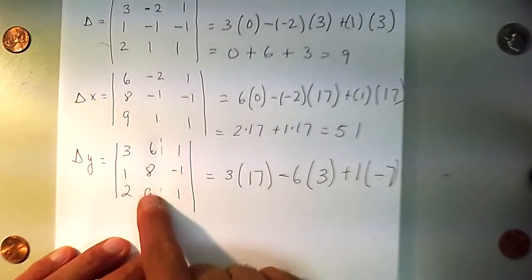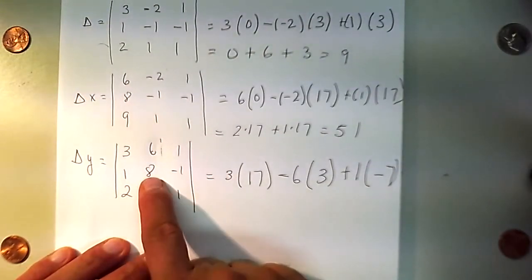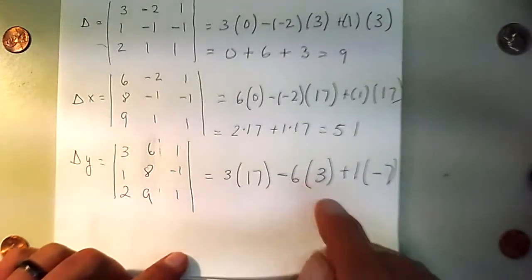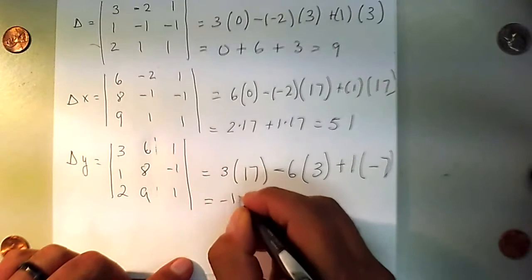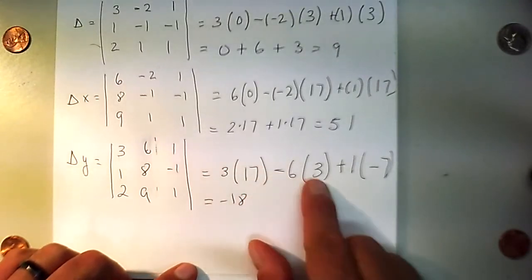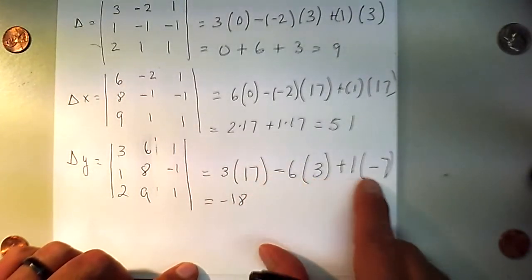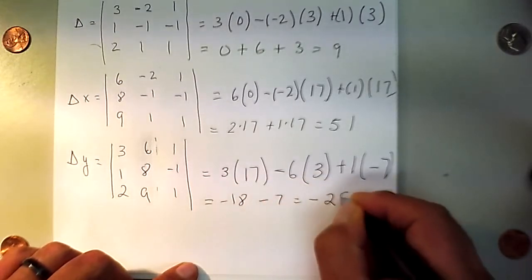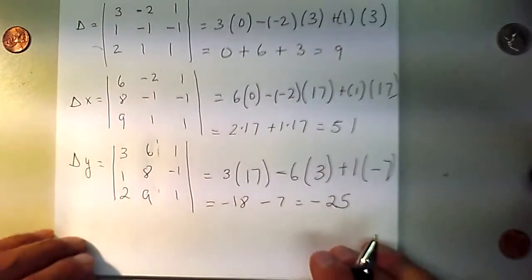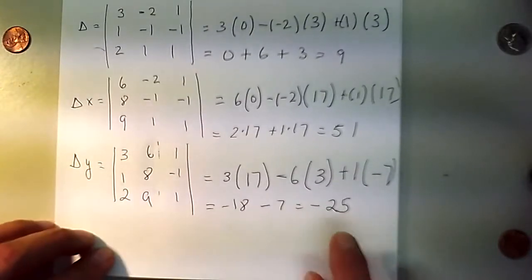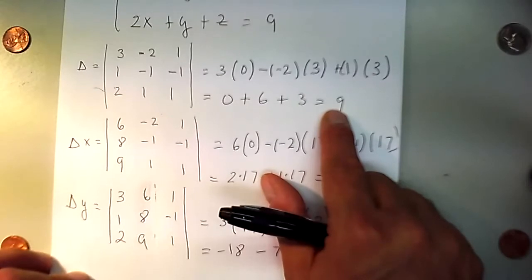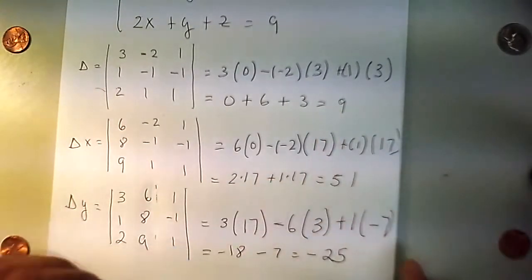Again, 9 minus 16 is -7. So we have -18 minus 7 equals -25. All right, so now we know that the y is -25 divided by 9, another fraction, and that does not simplify.